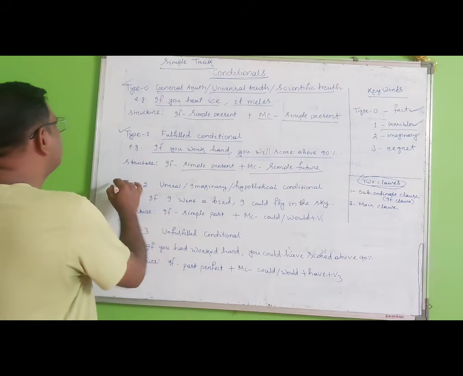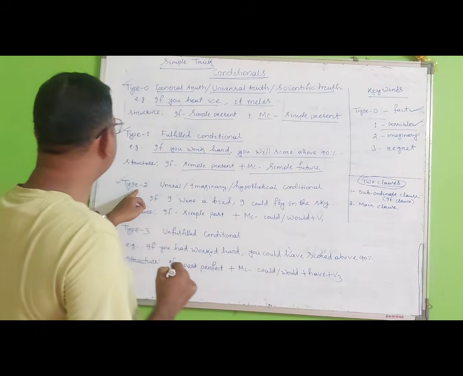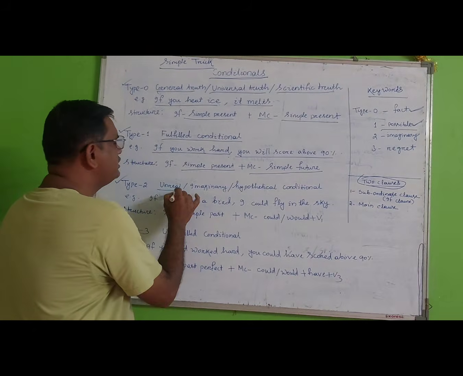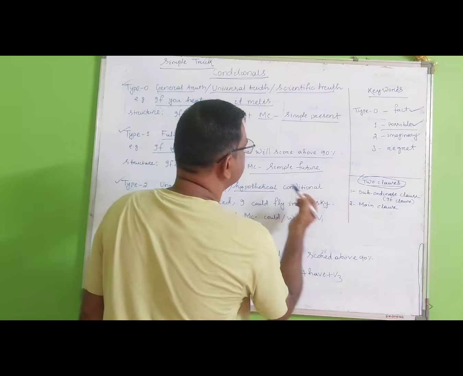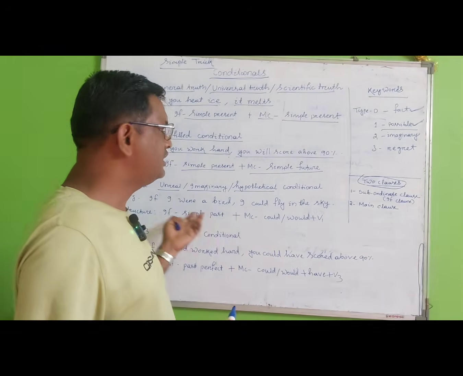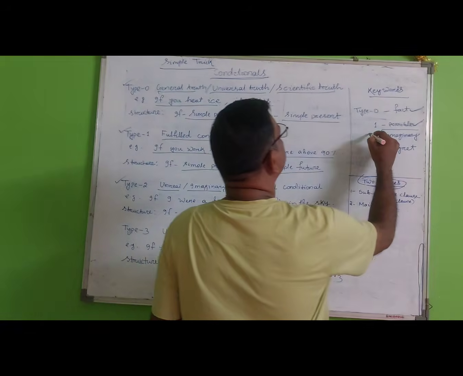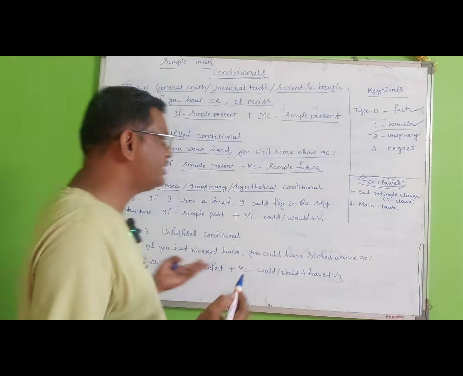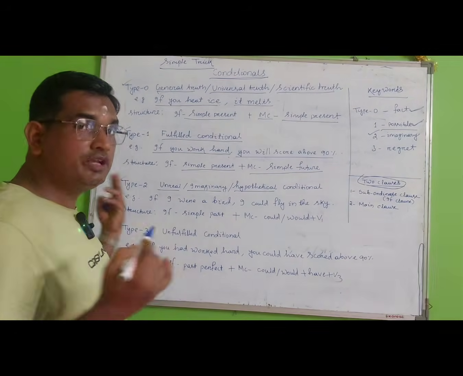Next you see type 2. In type 2, there is unreal, imaginary, hypothetical conditional. So purely it is imagination. Clear? So here the keyword you see is imaginary or imagination. Out of imagination, so we have to imagine.